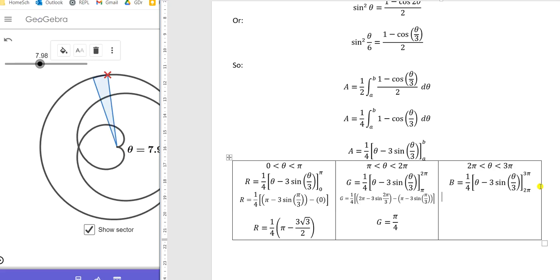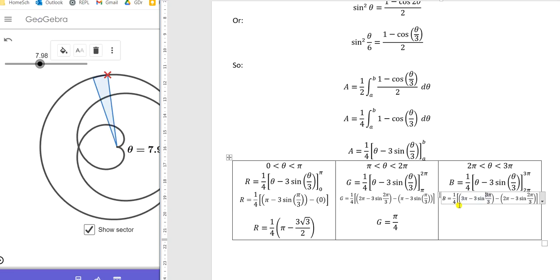The last part here for b is going to be a similar sort of process, so I'm going to copy this across to make our life a bit easier. b is calculated by doing a quarter of. We need to sub in 3 pi into this side and 2 pi into this side. So I'll leave the 2 pi as is over there. This one's going to be 3 pi. The difference here is that we have sine of 3 pi by 3.